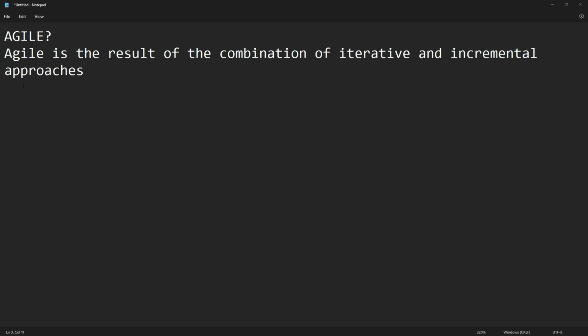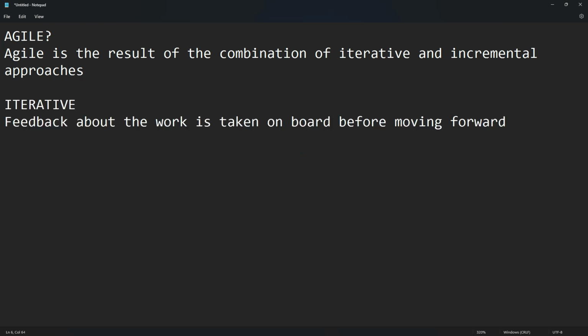So with the iterative, if you are working on something, once you finish an aspect of it, you are supposed to go and show the board what you've done so far, then they'll give you feedback before you can continue. So it's like a loop. You finish something, go and show, okay, we like it, continue. You finish, go and show, we like it, continue. Just like that. So that's iterative. And then the incremental, the work is divided into chunks.